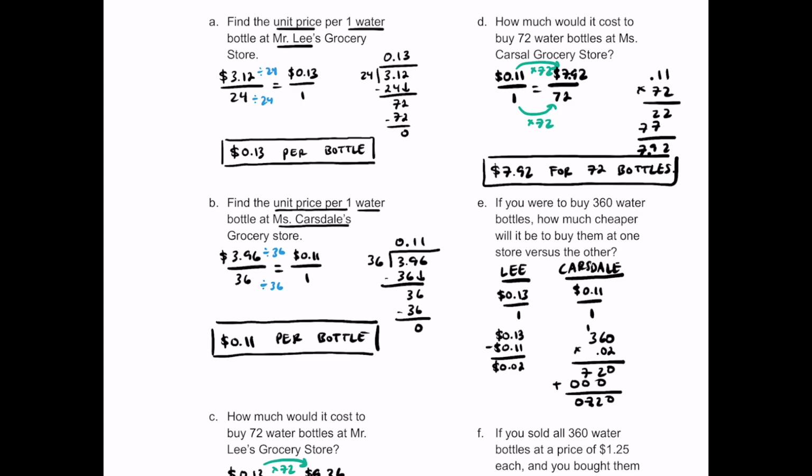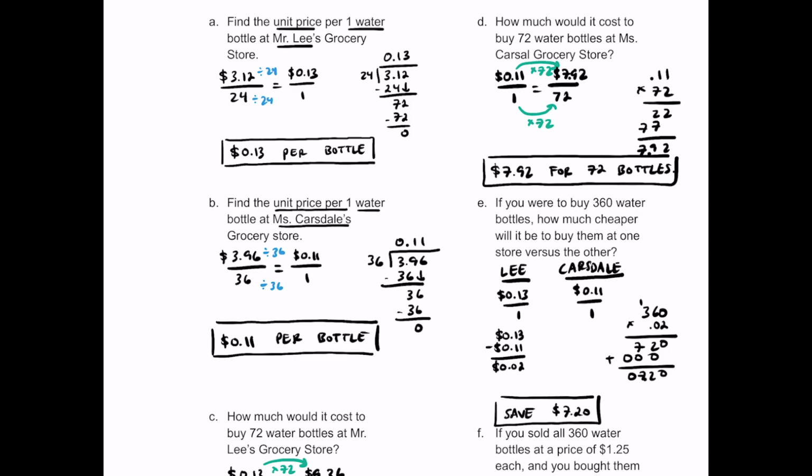So you will save, and maybe I'll just move this over to the side so there's a little more space, $7.20. I'll just put a box around that. That's if you were buying 360 water bottles, you could buy them from one grocery store versus the other. Same exact water bottle, same exact size and everything. But it's a little cheaper per water bottle at Miss Carsdale's, so if you drink a water bottle a day, you'll end up saving $7.20 in the course of a year, right?